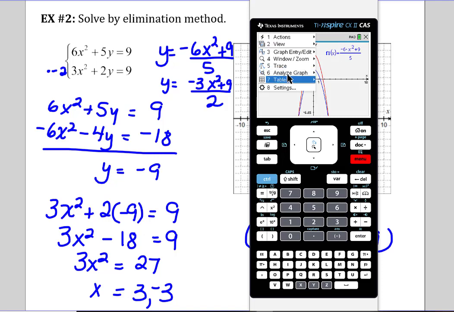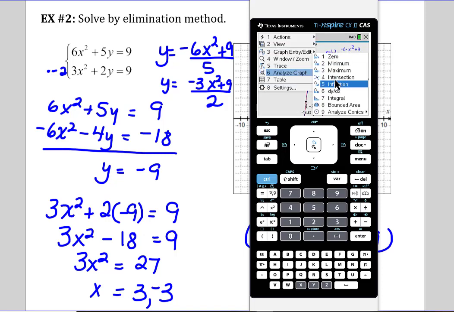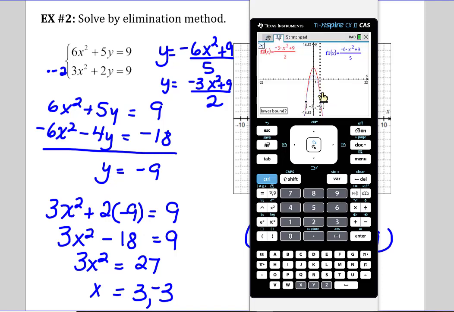And then analyzing the graph with the intersection. And then doing that again, analyze the graph with the intersection. And we have an intersection at 3, negative 9, and negative 3, negative 9. So we can see those solutions.